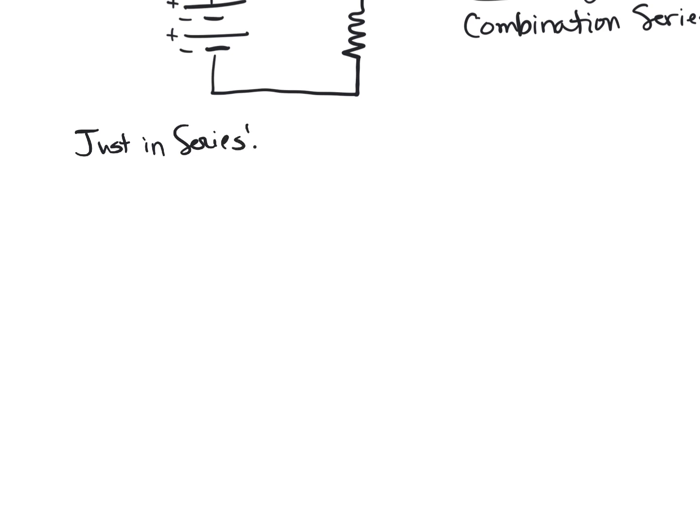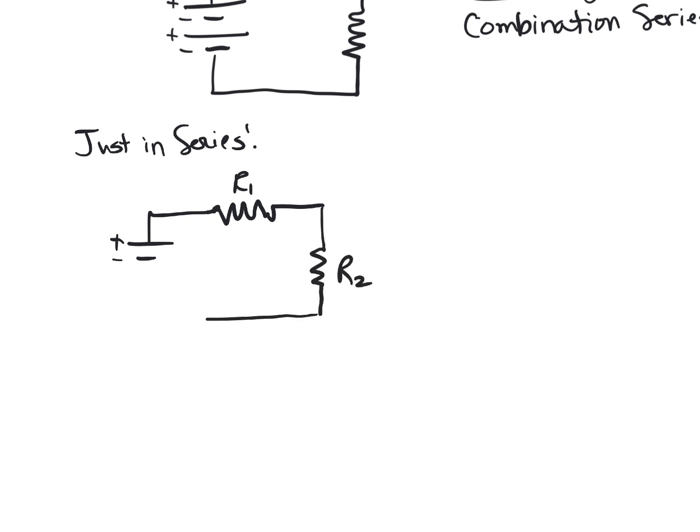We have a source, right? Plus, minus. We would draw one resistor, a second resistor, back to the circuit. Just because they're not lying next to each other doesn't mean they're not in series, okay? Everybody understands that's in series? We could draw them next to each other too.